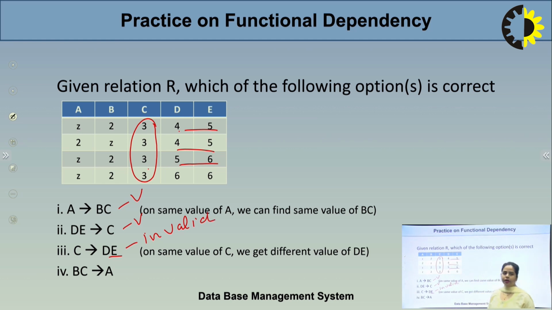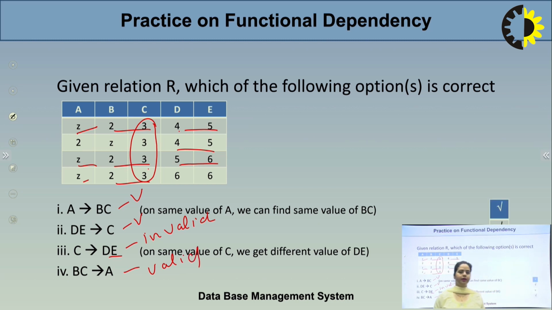Now, check another functional dependency, BC tends to A. First of all, we have to find the same value for BC: 2, 3 and 2, 3 and 2, 3, and check the respective values. On 2, 3, I am getting Z each time. So, this is also a valid functional dependency. So, the first functional dependency is valid, second is valid, third one is invalid and fourth one is also valid.